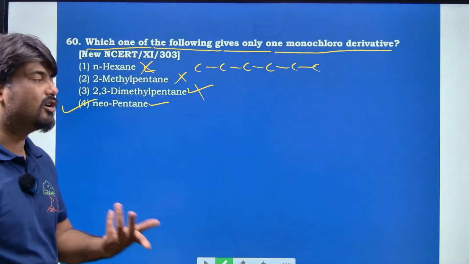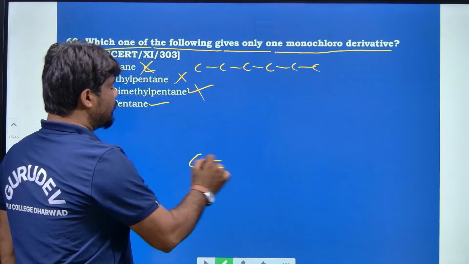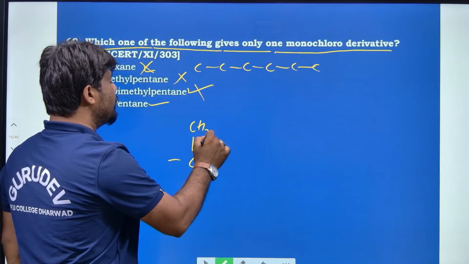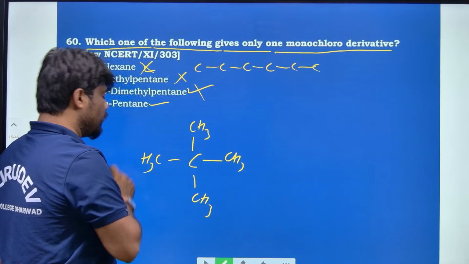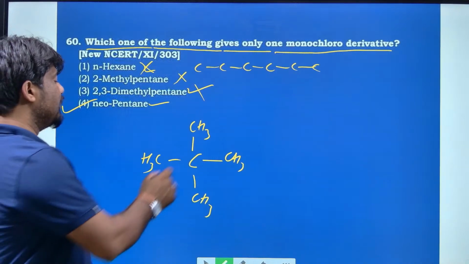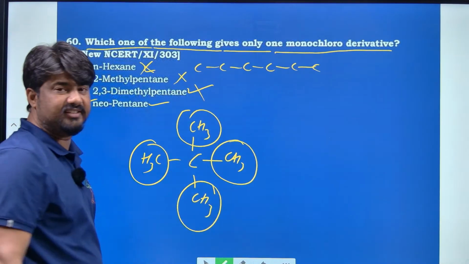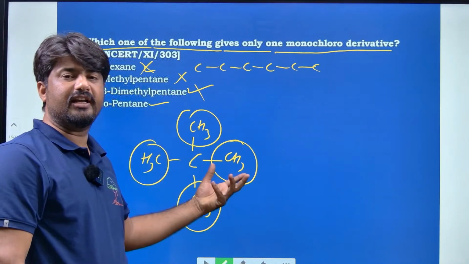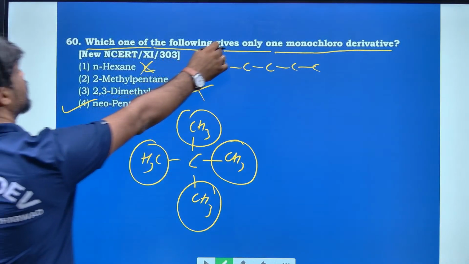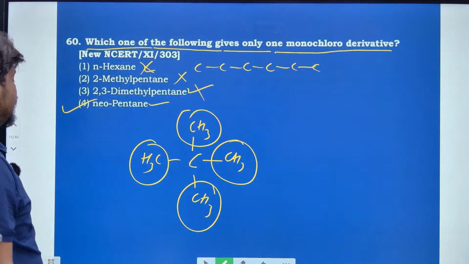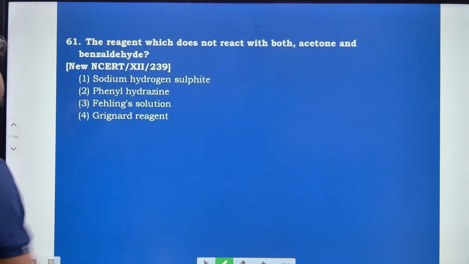So why does it undergo monochlorination? We should know the structure of neopentane. That is, one carbon is bonded with surrounding methyl groups. Such a molecular structure is called neopentane. In neopentane, the groups surrounding the carbon are all 4 the same, CH3. Wherever the monochlorination takes place, the structure will become the same. Hence the monochlorination gives only one product for neopentane. The right answer is 4. Well, let's go to the next.